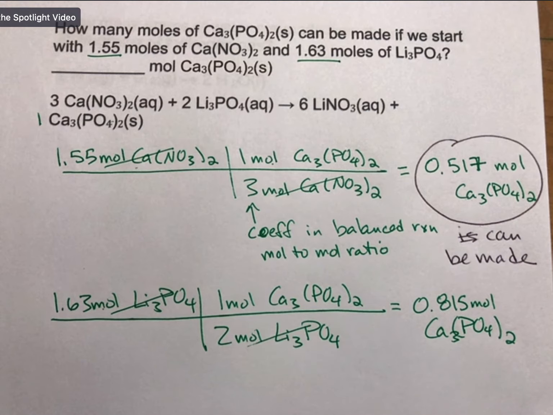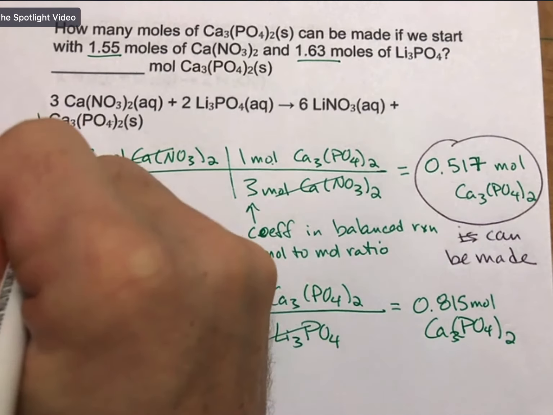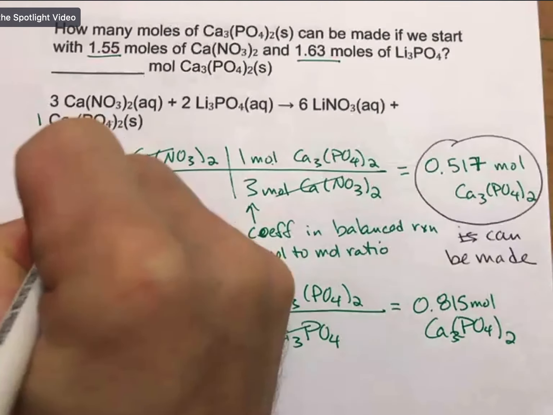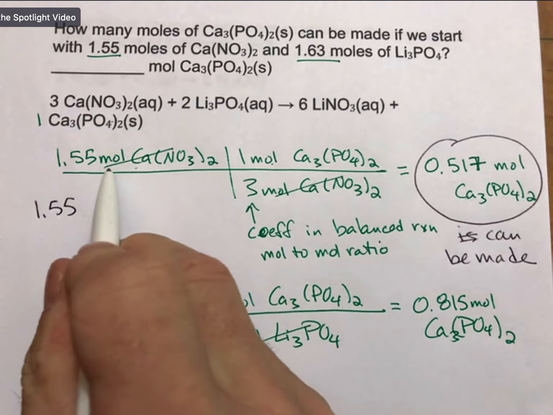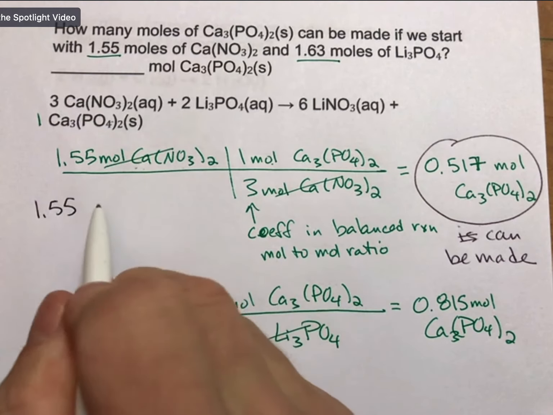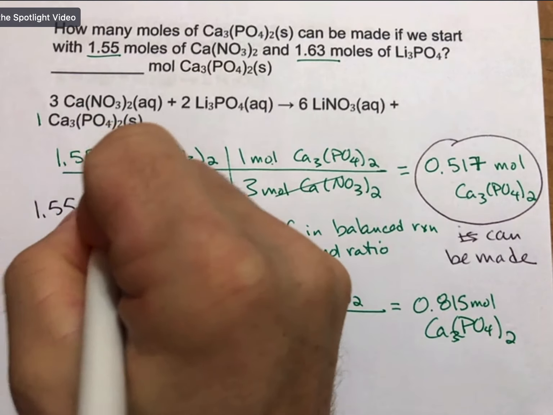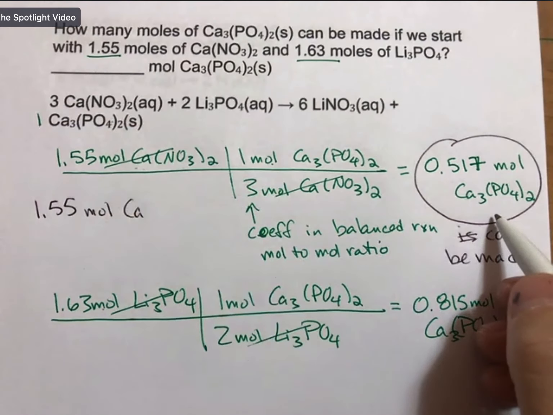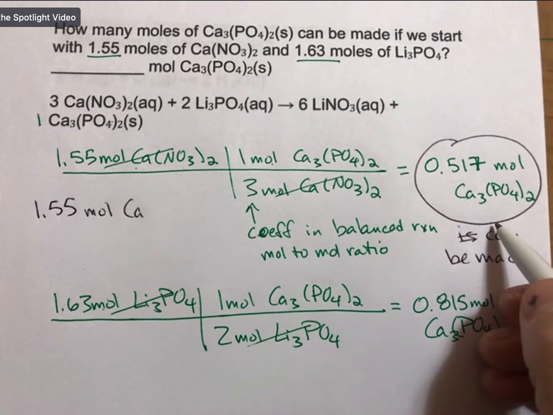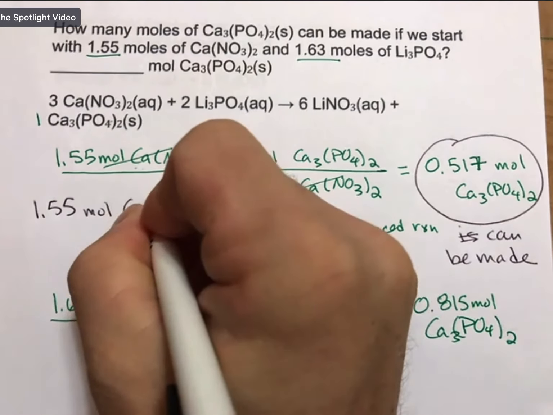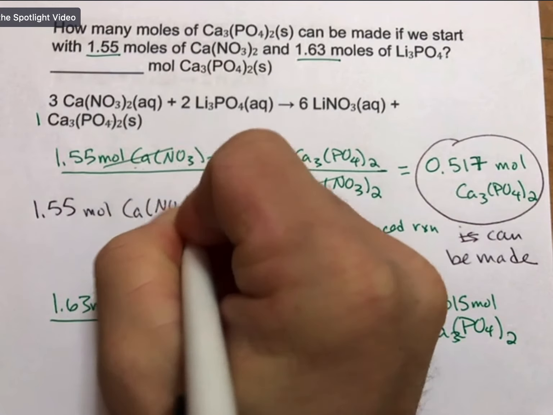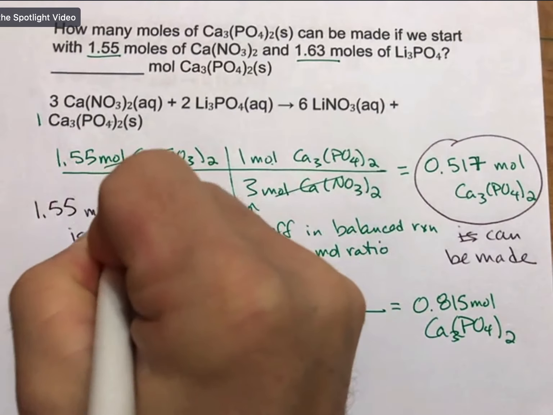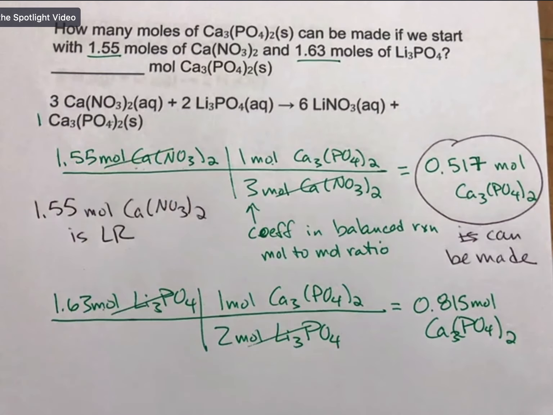So the limiting reactant is the 0.517? So 1.55 moles of calcium nitrate is our limiting reactant. Okay, and the other one is, okay, got it. And this is the amount of product that can be made. Gotcha. Yeah. So let me just write that out. LR is my abbreviation for limiting reactant.